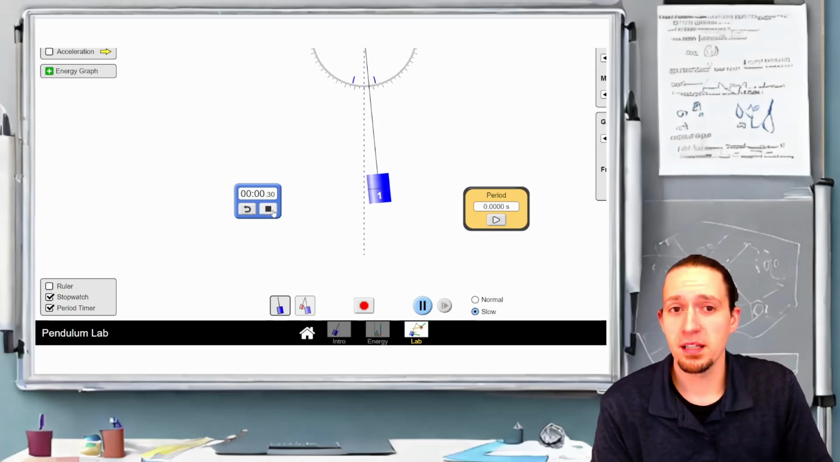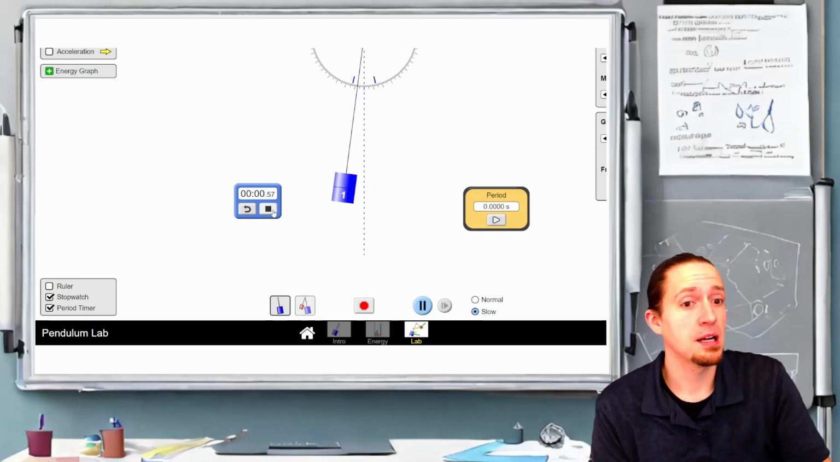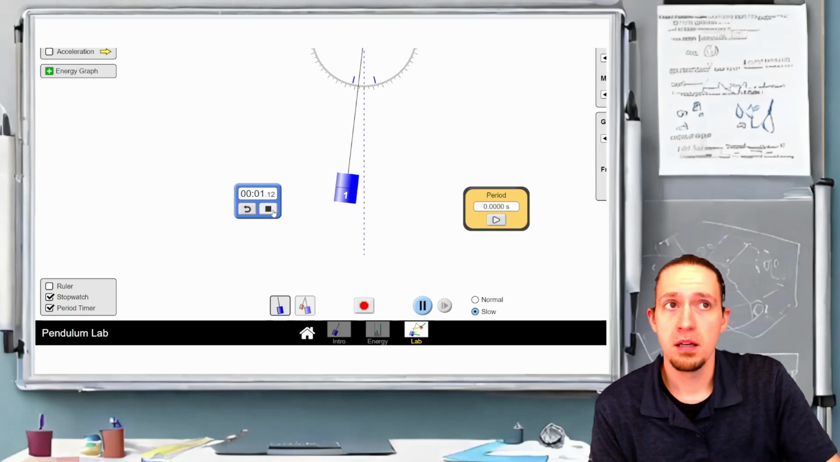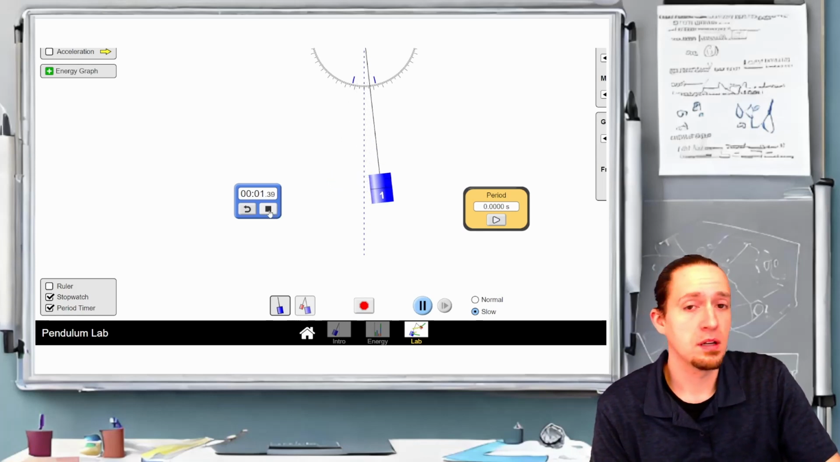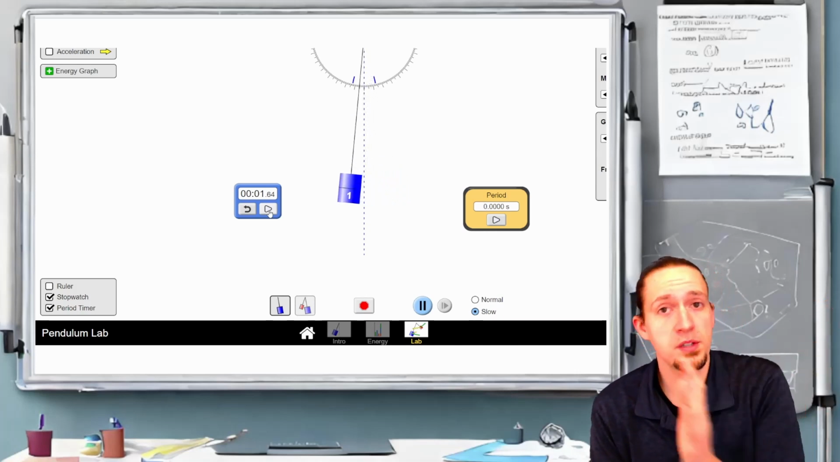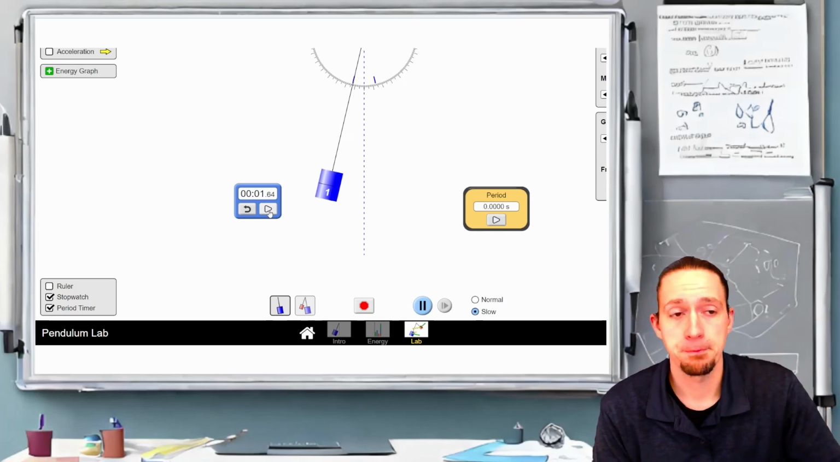Then I'm going to wait for that to come fully back. So it has not completed a cycle yet. It's still going, still going, and then boom. We have now completed one full cycle from where it starts through its path all the way back.